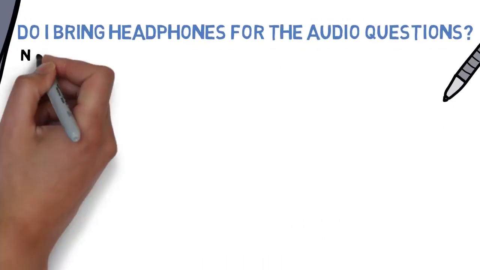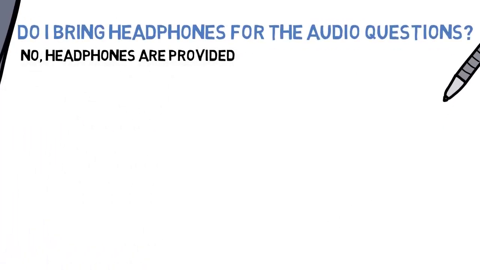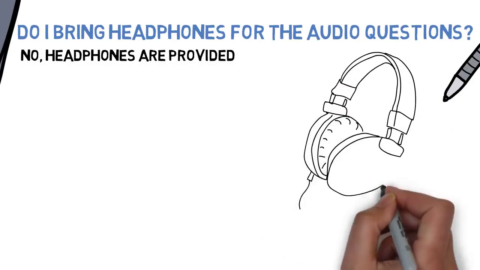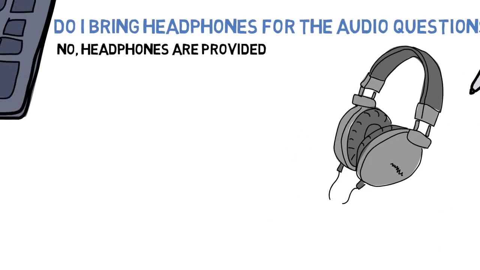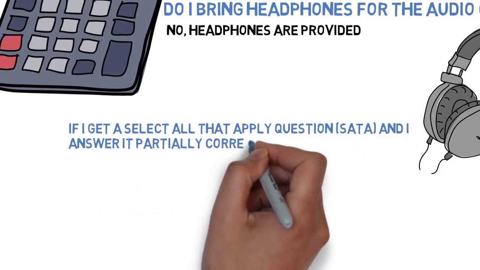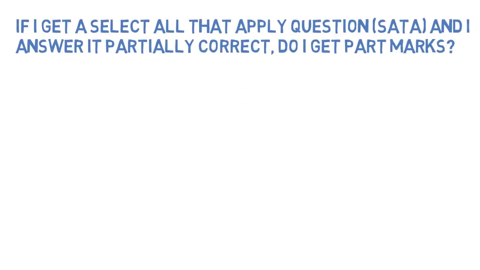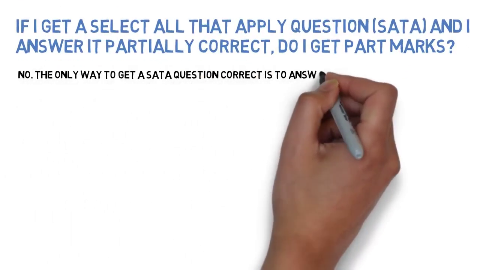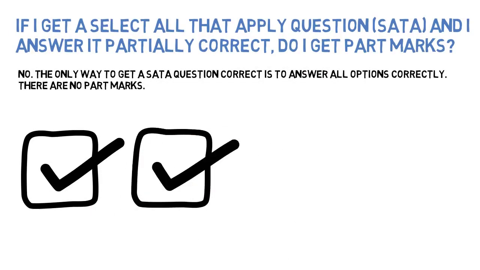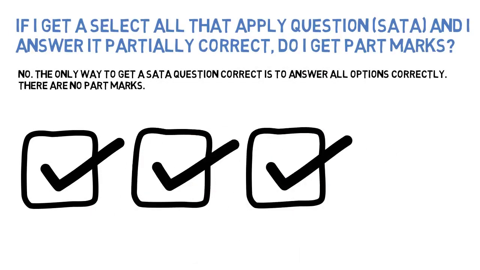Do I need to bring headphones for the audio questions? The answer is no. Headphones are provided and you cannot bring your own pair of headphones. If I get a select all that apply question and I answer it partially correct, do I get part marks? No. The only way to get a SATA question correct is to answer all of the options correctly. There are no part marks on the NCLEX.